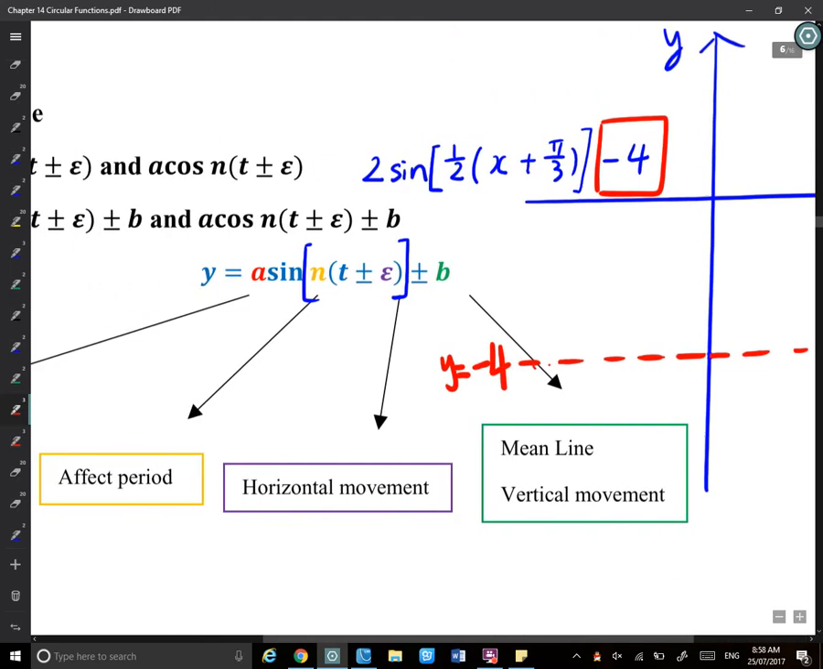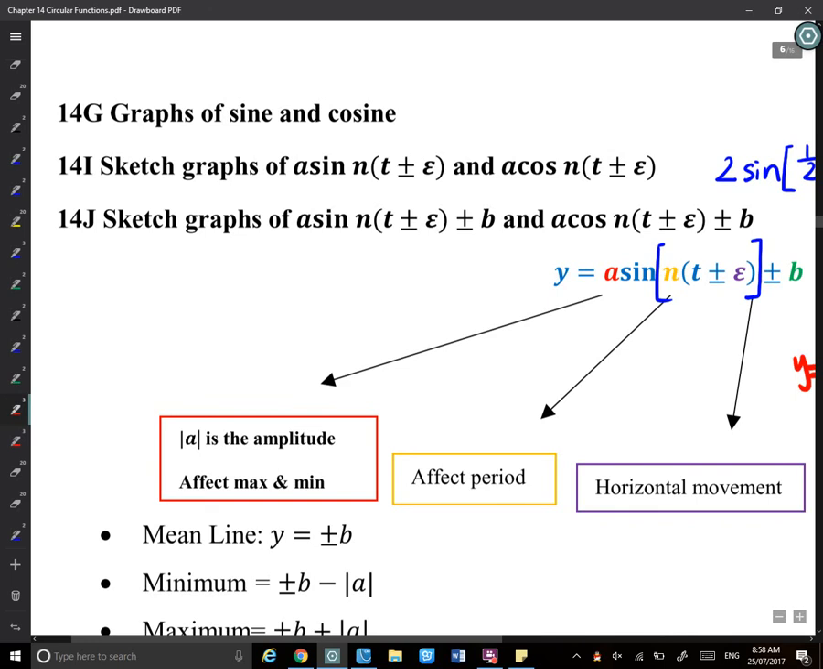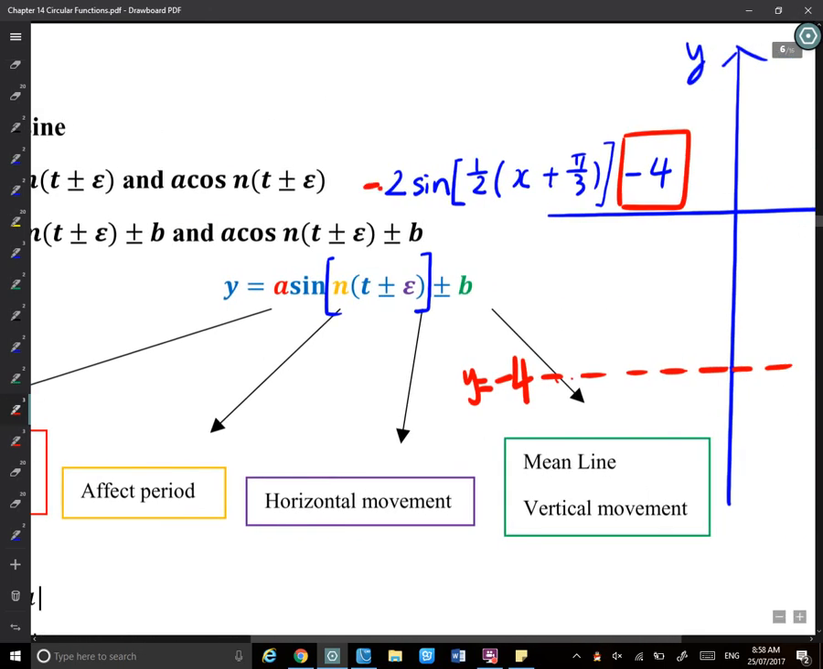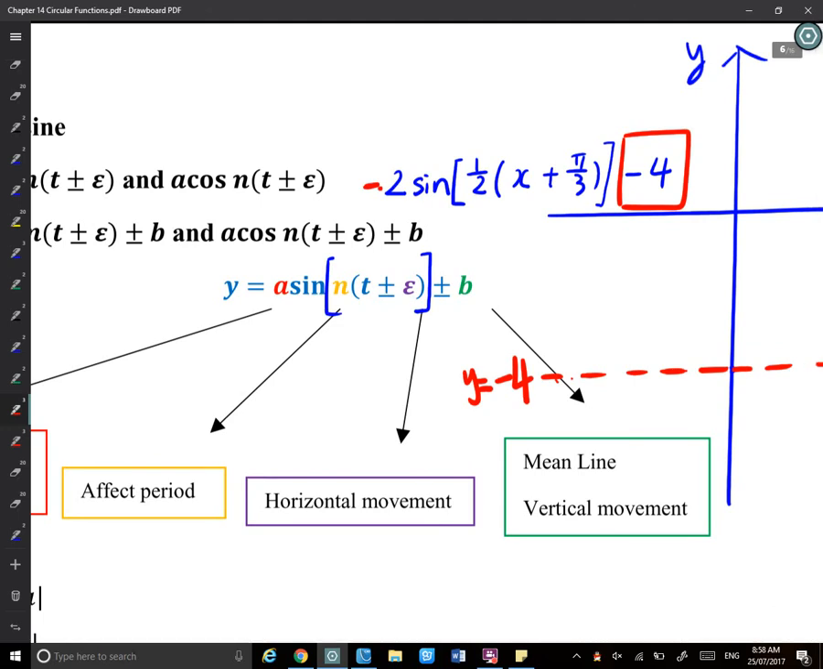So what is the amplitude? Absolute A is the amplitude, because sometimes you can have a -2. So it must be the absolute value that is the amplitude, which is 2. Amplitude means how much the graph can go up from the mean and how much the graph can go down from the mean. So the mean is -4. How much it can go up is 2 units. Okay, it can go up by 2 units.